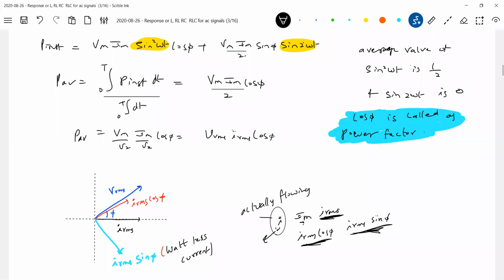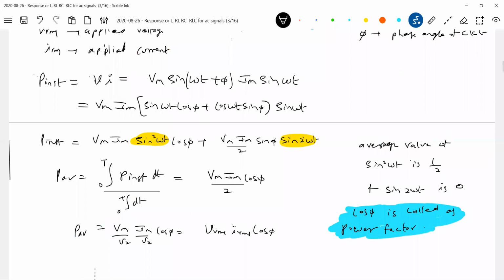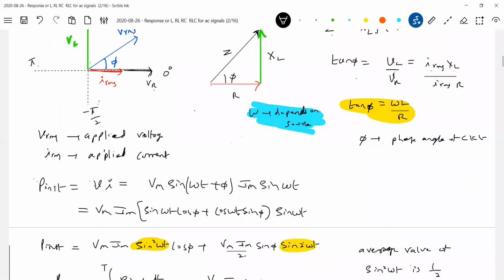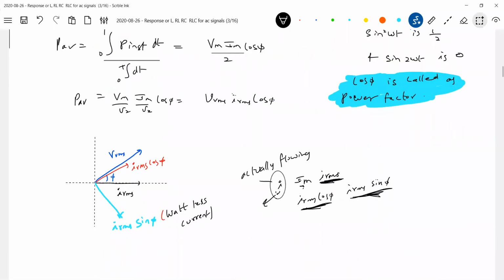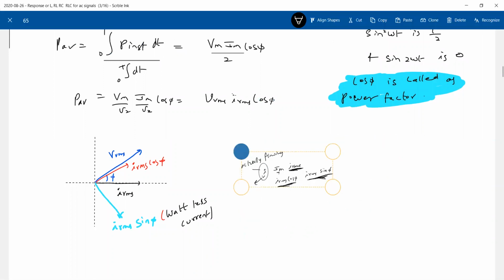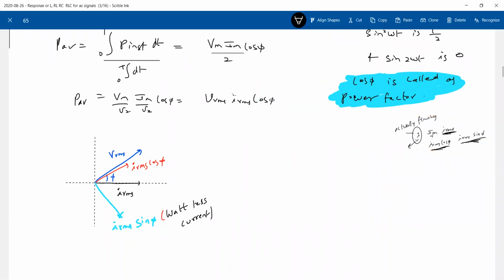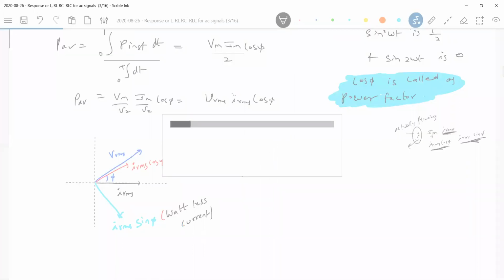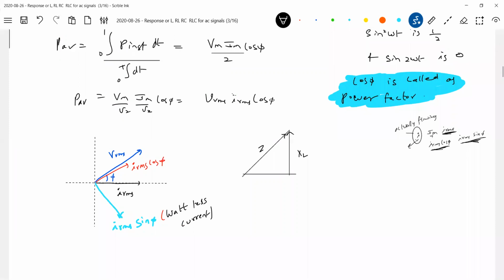How to calculate the Wattless current? We know the phase angle. How to calculate the phase angle? Tan phi. Then how to get the power factor of the circuit? Again, draw the impedance triangle. What is cos phi? R by Z. I'll draw once again that impedance triangle. Small things, you ask yourself questions, it'll be on the safer side. So this is XL, this is Z, this is the phase angle, and this is R.